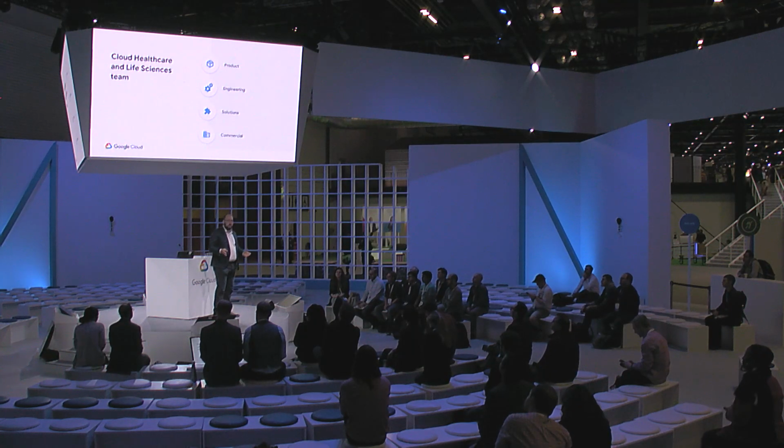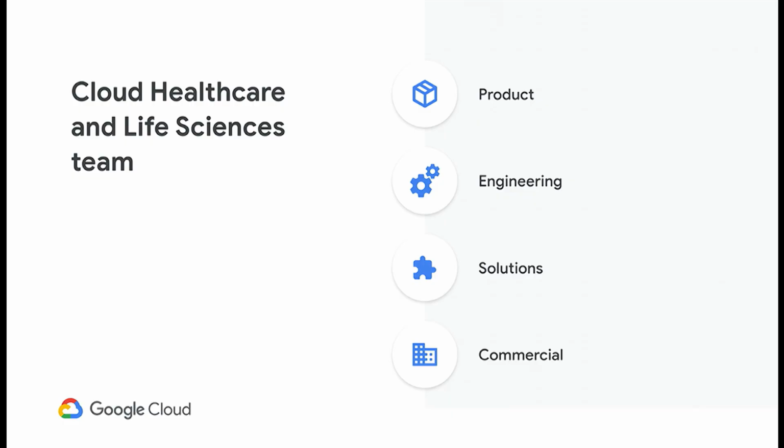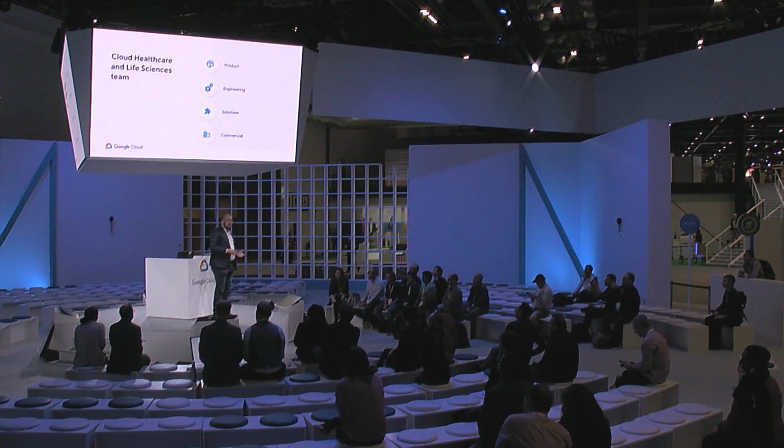Our team is composed of product managers, such as myself, a large set of software engineers, our solution architects who help our customers bring all this to life and get it deployed, and our commercial team who brings deep domain expertise from the healthcare and life sciences field. Most of us come from the industry, myself included. I myself was originally trained as a computational biologist, spent many years at some of the pharma companies in the industry.